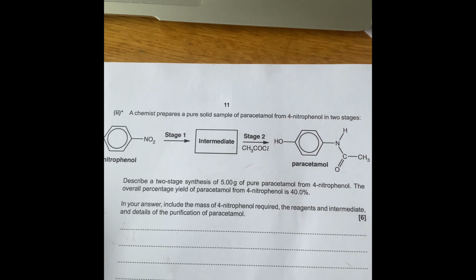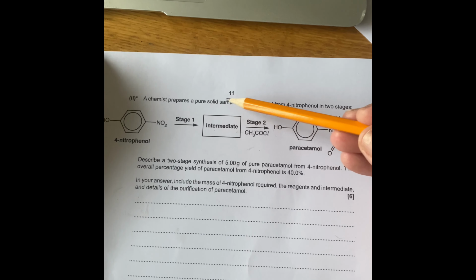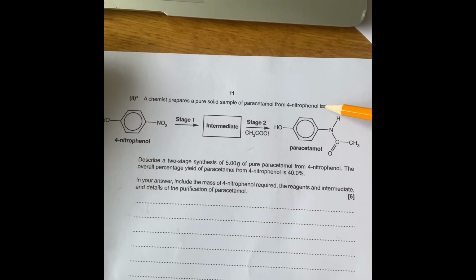Right, we're now doing another question from Unified Chemistry, paper 3. And it says here, a chemist prepares a pure solid sample of paracetamol from 4-nitrophenol in 2 stages.